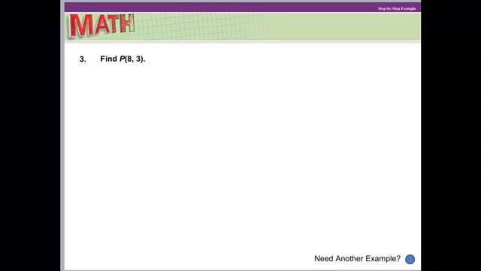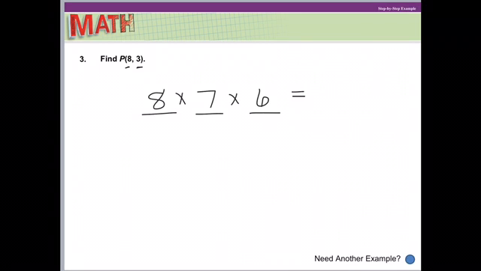So for example, with number 3, this is how it's written out. So we know that there are 8 different options for the first one, and we're only going to go 3 numbers. So for the first option, we have 8, then we have 7, and then we have 6. So we multiply 8 times 7 times 6, which is 336.